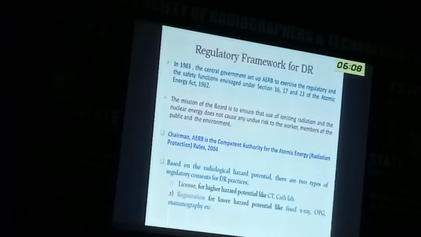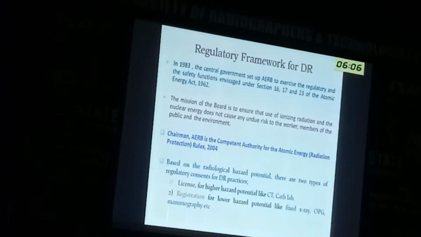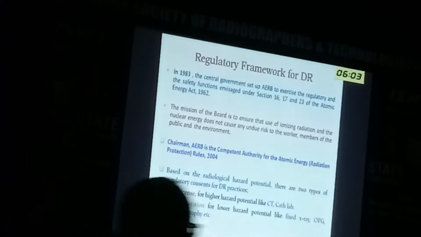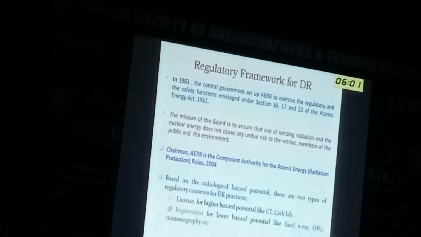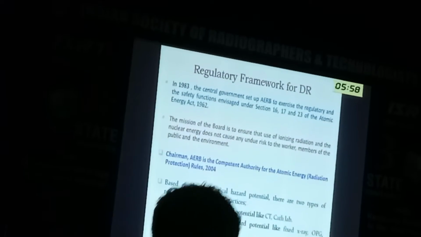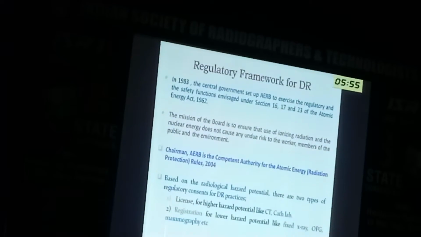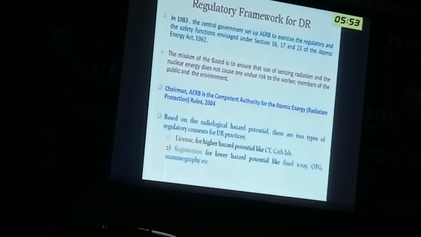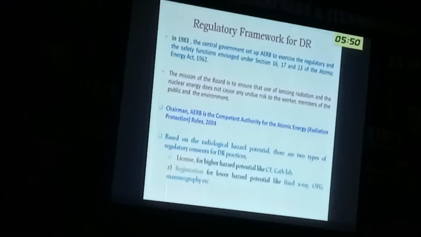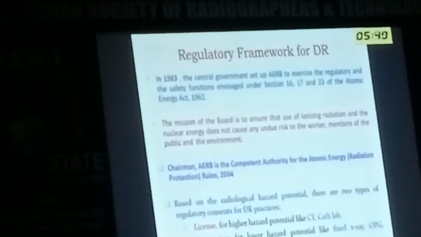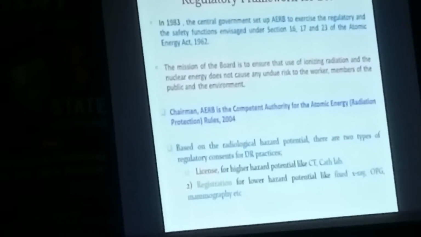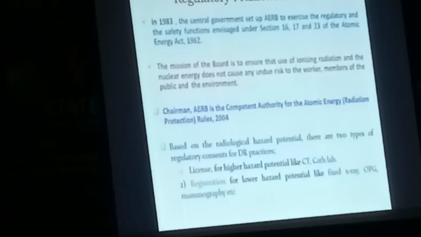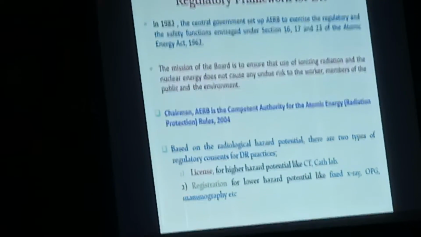Then the Chairman AERB is the competent authority for the Atomic Energy Radiation Protection Rules, which are mostly applicable for diagnostic radiology. Other than that, he is also the competent authority for the Atomic Energy Factories Rules, working of mines and minerals, handling of prescribed substances, and waste disposal rules. Based on the radiological hazard potential, there are two types of regulatory concerns. One is license, for higher hazard potential, basically for CT and IR, and registration for low hazard potential like fixed X-ray, OPG, mammography, etc.